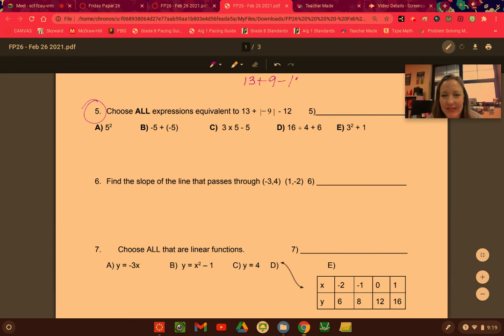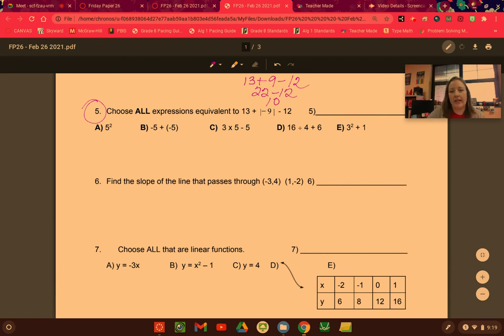Asaya, what's the absolute value of negative 9? 9. 13 plus 9 minus 12. All right, now what do I do next? 13 plus 9, what do you get? 22. 22 minus 12, and what's that? 10. You got it, 10. So we're looking for anything, any of these down here.